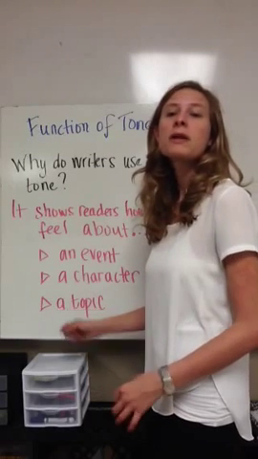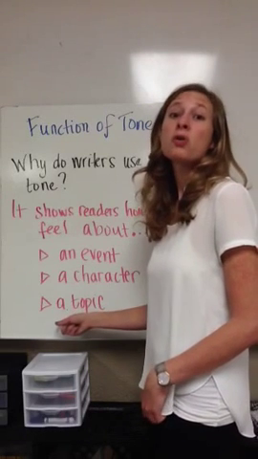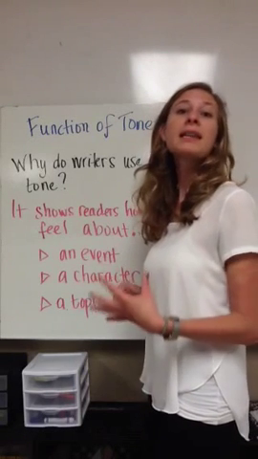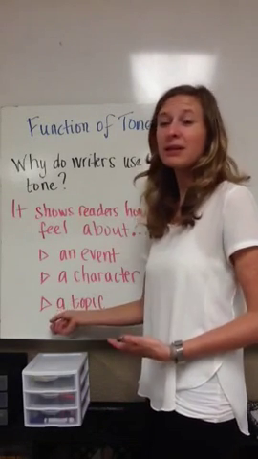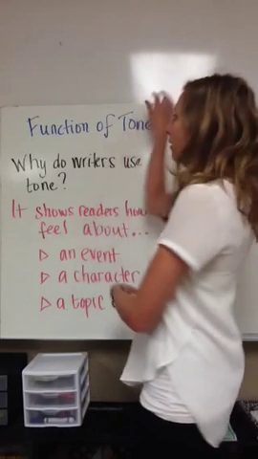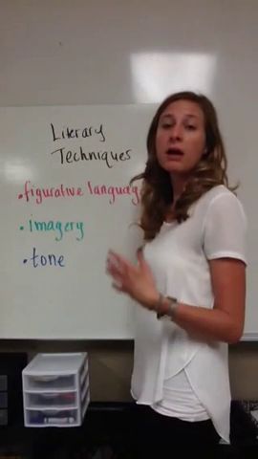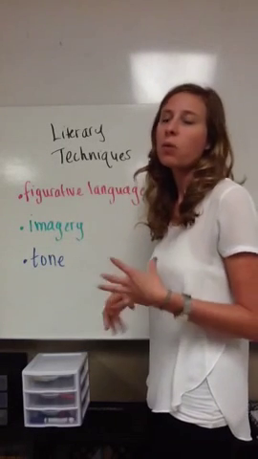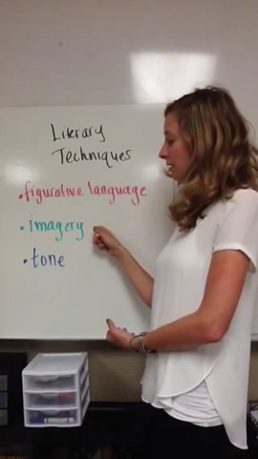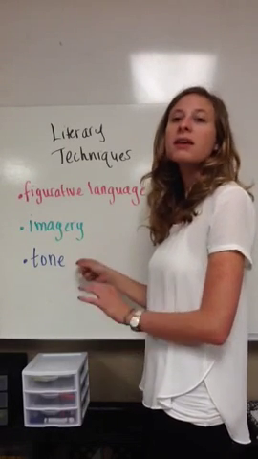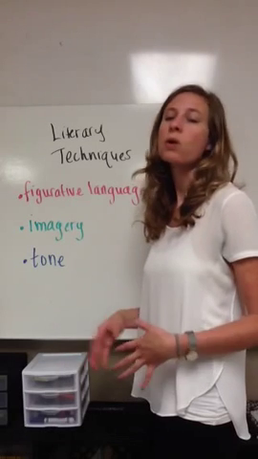If a writer is using a very serious tone to talk about Ebola, then a reader will understand that Ebola is no joke. But if a writer was using a very light tone to talk about Ebola, then the reader would think that that's a really laughing matter. So, we now have 3 tools that a reader and a writer can use to help the reader understand what's going on in the story. We have figurative language, we have imagery, and now we also have tone, the careful choice of words that a writer uses in order to convey a certain attitude or a certain emotion.